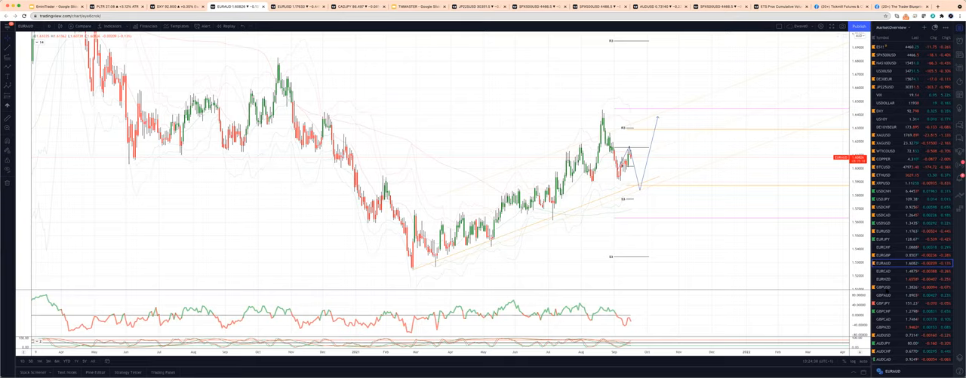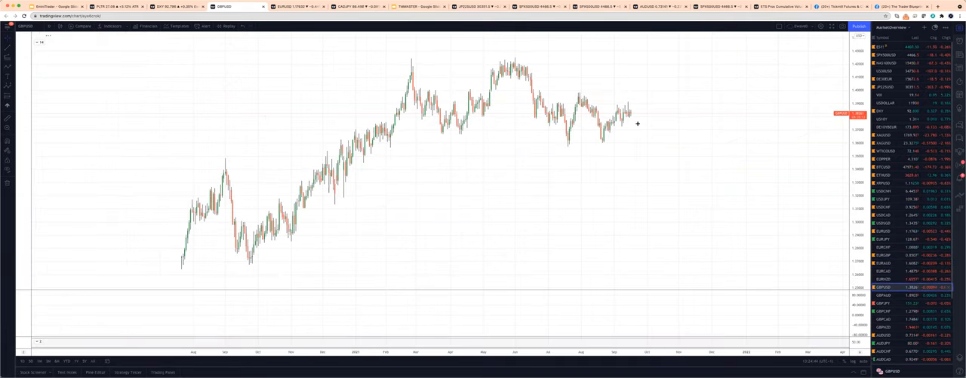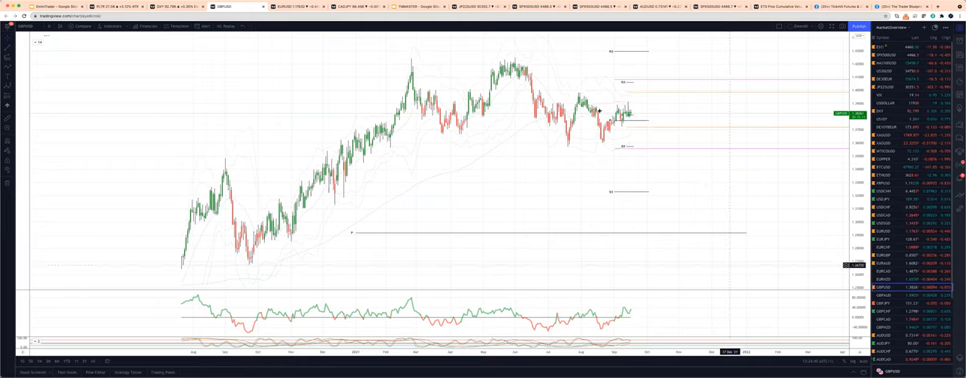Cable, had the long on last week in terms of cable and got triggered out on the reversal for plus 50. It's in a tricky position at the moment. We're in this high volume area, heavy rotation, no clear setup for me at the moment.